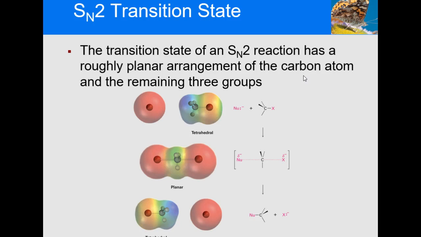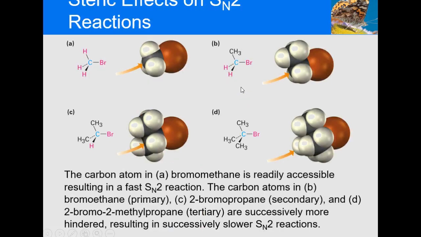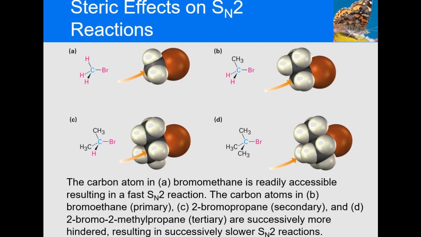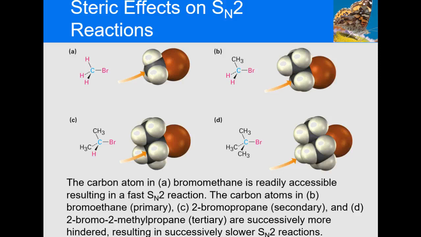Okay. So again, here's another example of the transition state of an SN2 reaction. It has a roughly planar arrangement. Notice, you see how this is kind of planar now? It goes from a tetrahedral kind of structure, and now this stuff right here is all planar. You can kind of see it a little better right there, which causes the inversion. So the steric effects, this is what I was talking about.